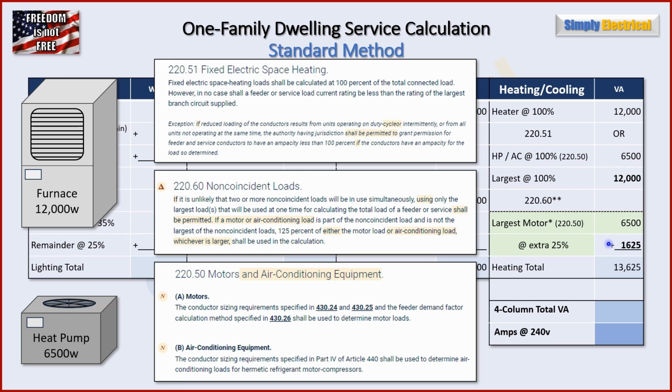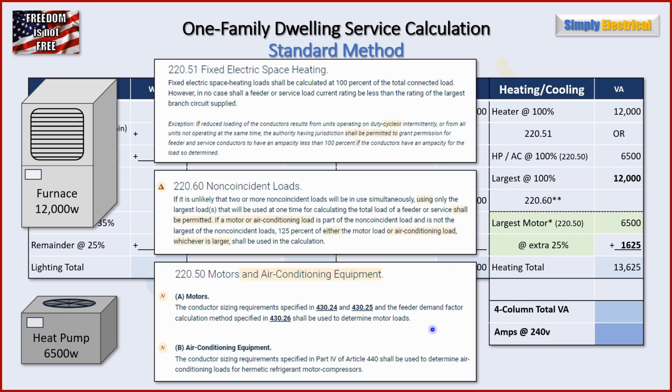So now let's back up a little bit. Oh wait, before we go further, let's look at B down here. Air conditioning equipment. This really doesn't matter to us. I mean, it does, but it doesn't change anything. It says the conductor sizing requirements specified in Part 4 of Article 440 shall be used to determine air conditioning loads for hermetic refrigerant motor compressors. And all it says in Part 4 is that anytime you have a package unit like an AC or a heat pump where it's all one unit and it's got a nameplate on it, you just use the nameplate. That's all it tells us in Part 4. So we need to use the nameplate rating for our AC, which we did, 6500.